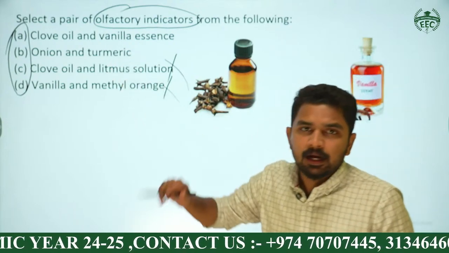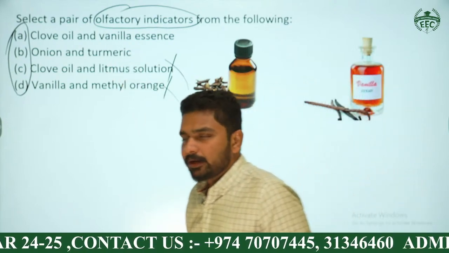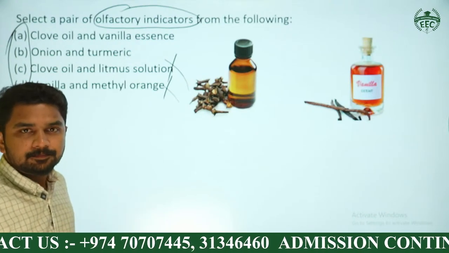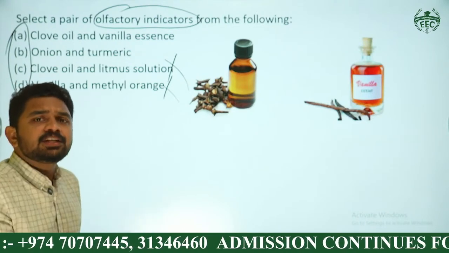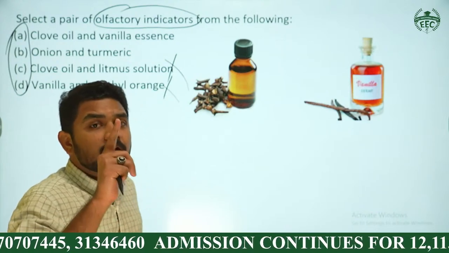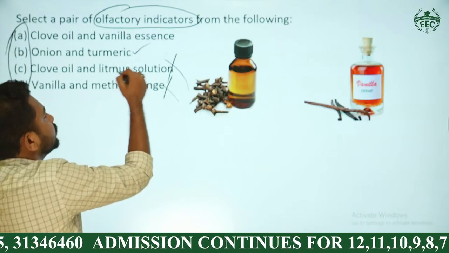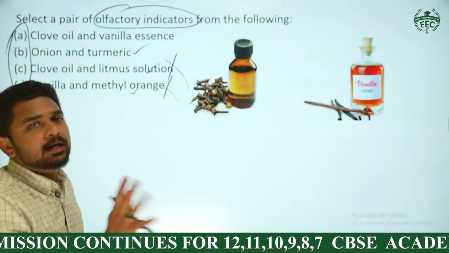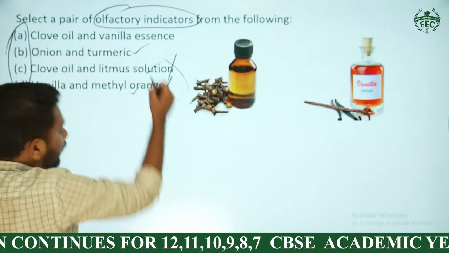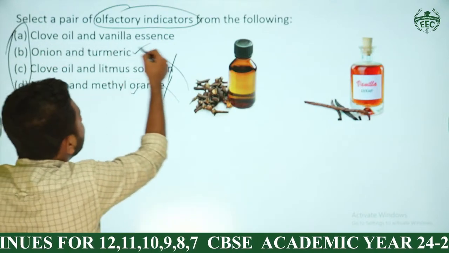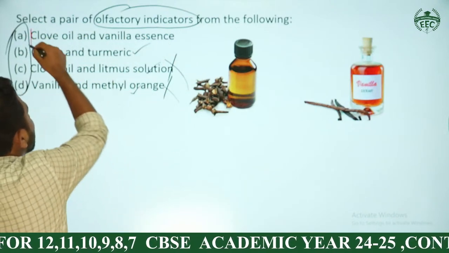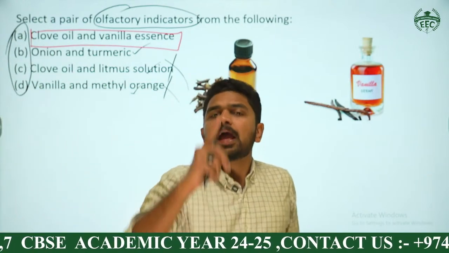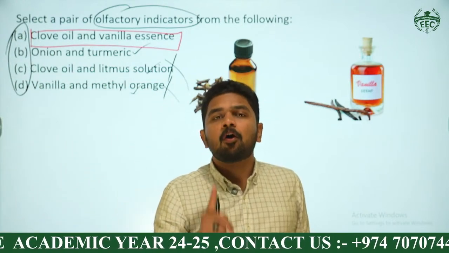And what about turmeric? Turmeric is also not an olfactory indicator. They are indicating the color, right? We can identify acids or bases in presence of color. Using turmeric, litmus solution, methyl orange, we can identify it by using colors. But if it is clove oil and vanilla essence, what will happen? Yes, you know that both clove oil and vanilla essence are olfactory indicators.